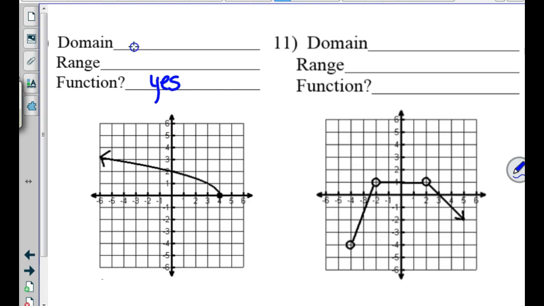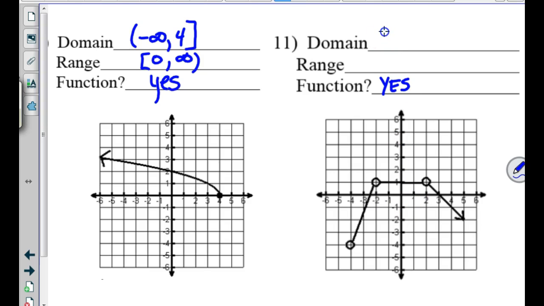Very good. The domain, remember you go left to right. Go kind of bracket. Okay, range, bottom to top. And why is it infinity? Because the arrow is climbing, right? It's going up. Okay. Is this a function? Are you sure? Okay. It passes the vertical line test. It wouldn't pass a horizontal line test, so it's not 1-to-1, but it is a function.